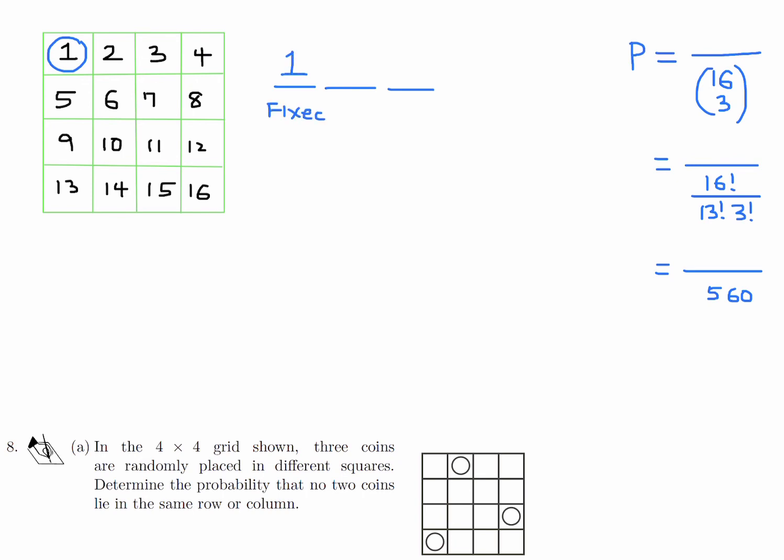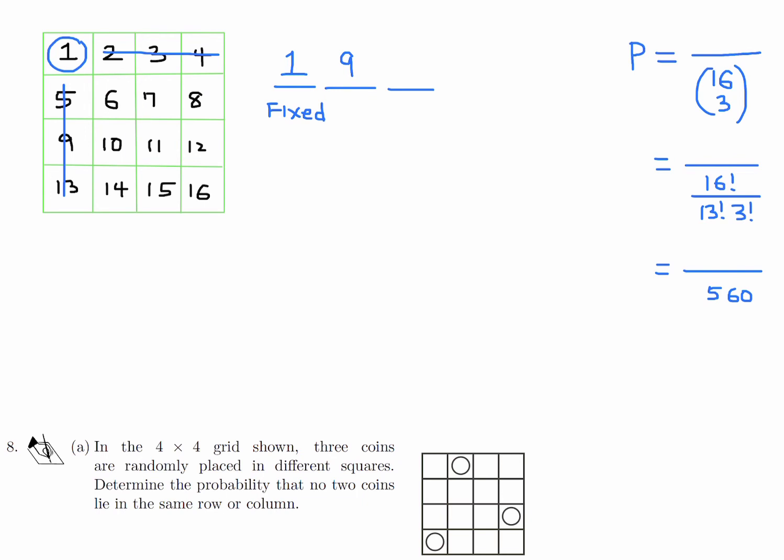Now I have to figure out, where do I put my second coin? Well, remember, the second coin cannot be in the same column or row. So all of these are gone and all of these are gone. Those cannot be possible choices, because if they did, they would be in the same column or row. So I can only choose from these guys, and there's 9 of those. So I've got 9 possible choices for the second coin.